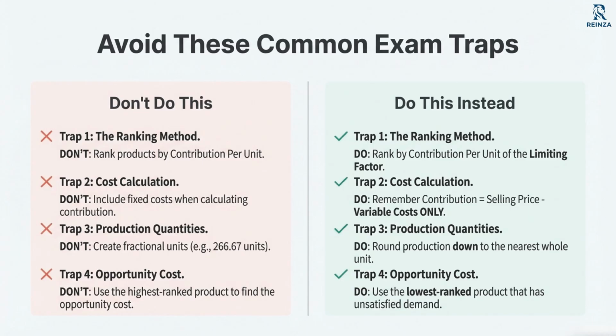Trap number 4. Opportunity cost. When calculating opportunity cost, use the lowest ranked product that has unsatisfied demand. Many students mistakenly use the highest ranked product. Think about it. If you get more resources, you would make more of the products you could not fully supply. That means working your way up from the bottom of your ranking.